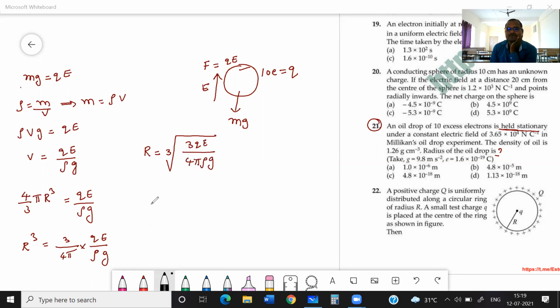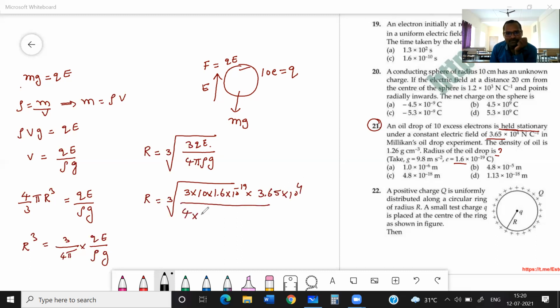Now substitute the given values. So R is equal to the cube root of 3 into charge, how much? 10 into electron. The charge of the electron is 1.6 into 10 to the power of minus 19, into the electric field, which is given as 3.65 into 10 to the power of 4, divided by 4 into pi value 3.14 into rho. The rho density is given as 1.26 gram per centimeter cube.